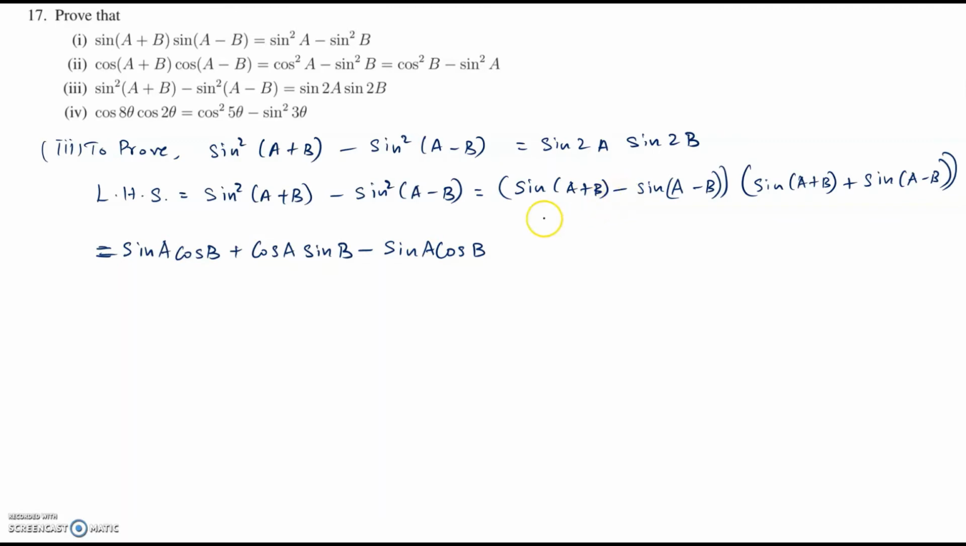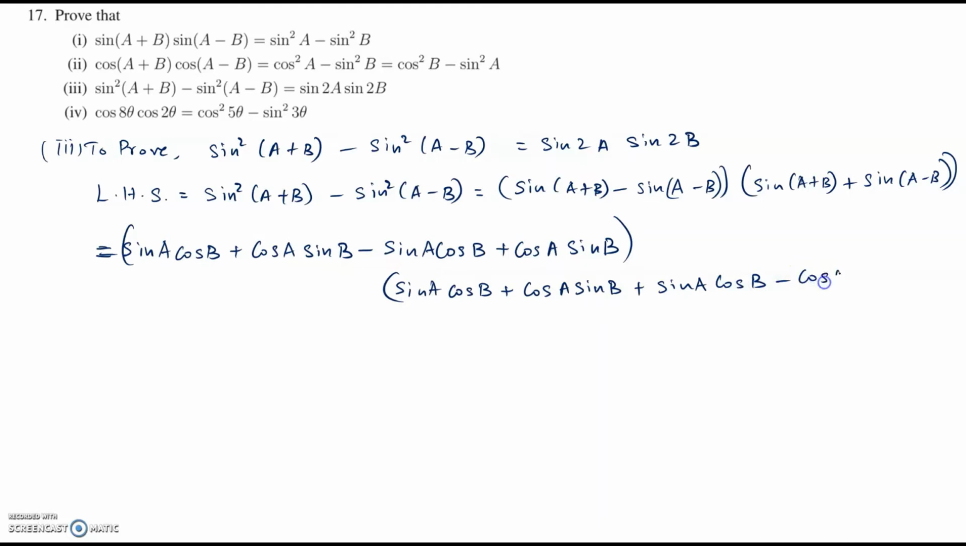So since we have a minus here, minus and minus will become plus cos A sin B. This is multiplied with the second term. Let's go for the second term. That would be same as this, sine, only the sign would be changing: sin A cos B plus cos A sin B plus sin A cos B minus cos A sin B.